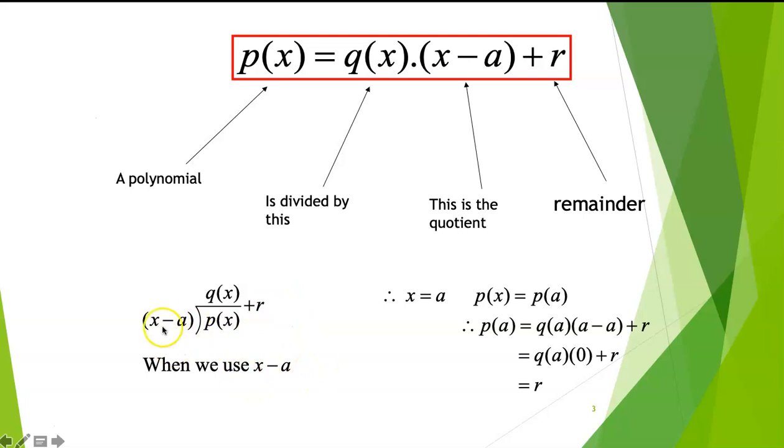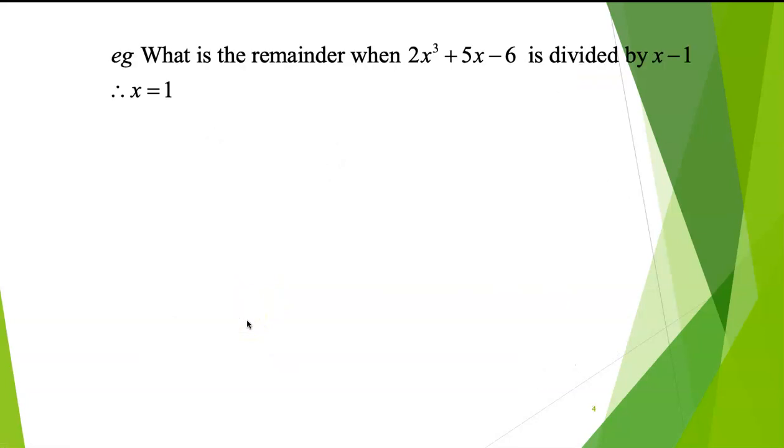So that's the factor here, x minus a is a factor. We said the factors will equal 0, so x minus a equals 0, that's when x equals a. Now if you substitute that a back into the polynomial, you will know the value of r, the remainder. And that's what the remainder theorem is.